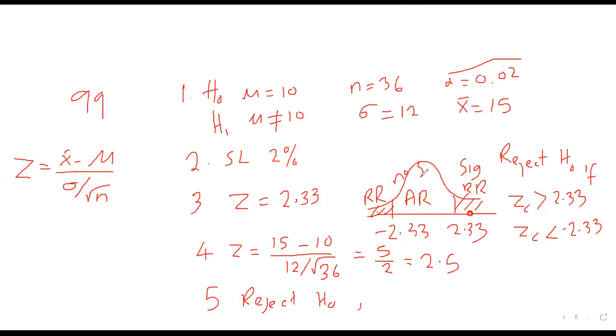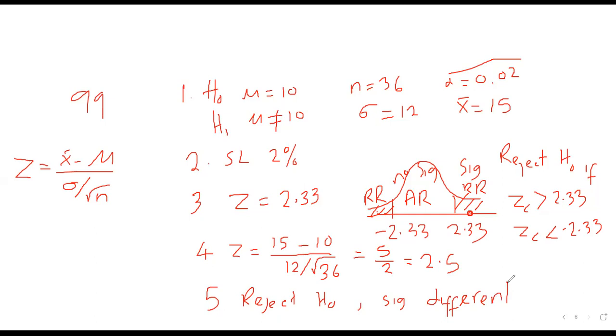Okay. Now let me fortify on this. Whenever we reject H0, it means there's a significant difference that exists between the two means. So evidently, 15 and 10 are different by 5. So we're actually testing the difference of 5. Now I want to see whether this 5 is statistically different from 10.